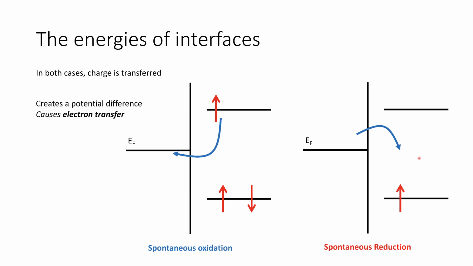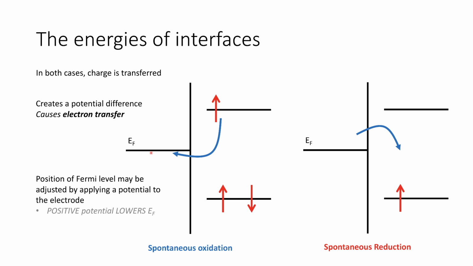When we think about electrodes, we think about applying a potential difference to them. The position of that Fermi level can be adjusted by applying a potential to the electrode. So whatever potential we apply will change the energies of the electrons in that electrode. If we apply a positive potential, it has the effect of lowering the Fermi level. Remember, we're surrounding the electrons by more positive charge, making them more stable, lowering their energy. Conversely, a negative potential is removing positive charge. It makes the electrons less stable, so it raises that Fermi level.